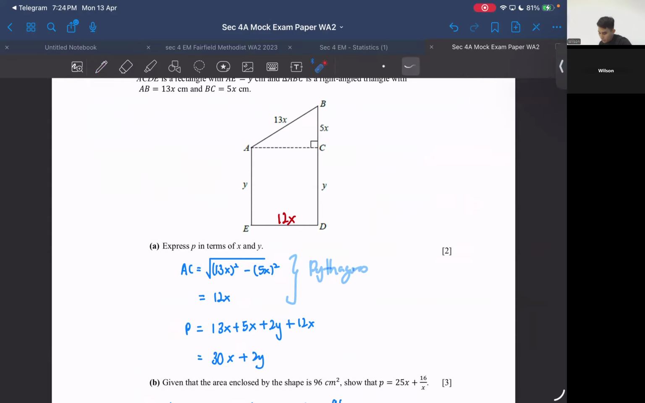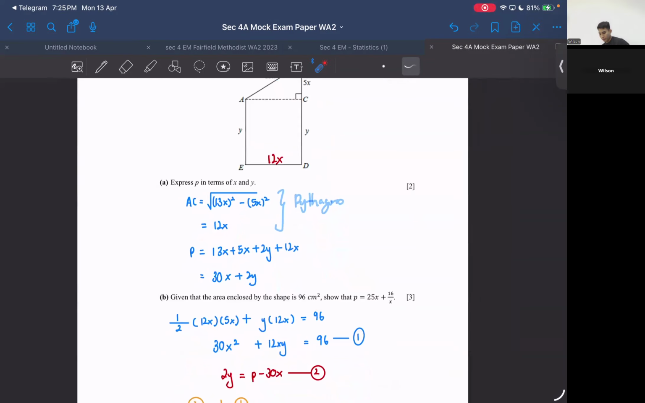Now, once you are done, your perimeter, in this case, I started from B. So 13x over here plus 5x over here. And then I have 2y and then my 12x over here. So when I add them together, I should have P is equal to 30x plus 2y. Okay, so give yourself a tick if you manage to get this correct.